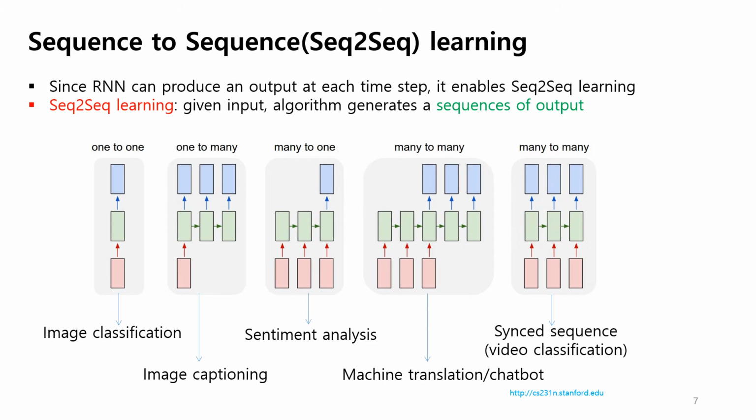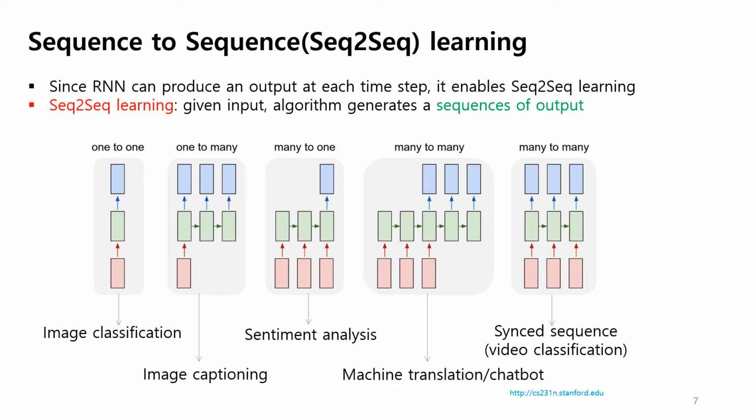When I talk about the advantages of RNN, I said one of the biggest advantages of RNN is that it can generate a sequence of outputs, not just one or a few numbers. It's a whole array of outputs. That's one of the big advantages of RNN.